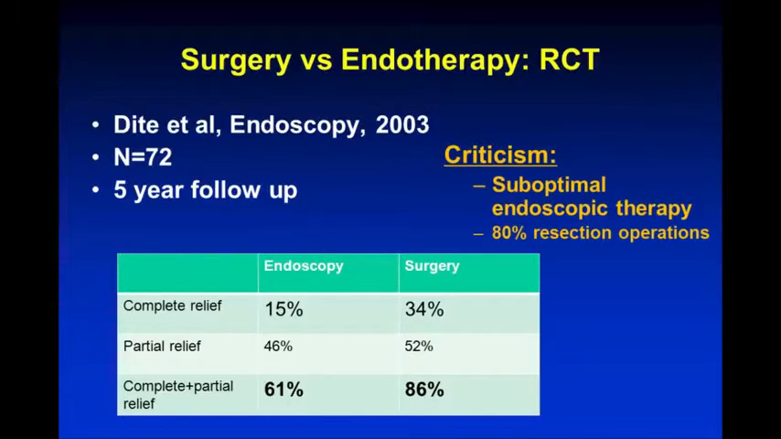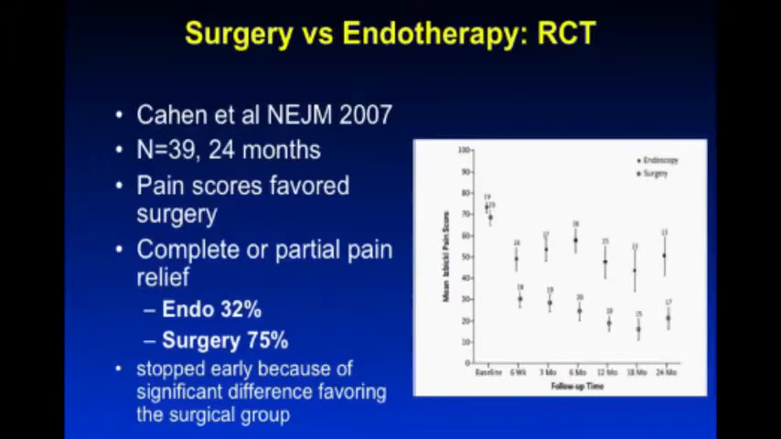So this was the second one, the follow-up to this, to try to answer some of these criticisms, in the New England Journal in 2007. This got a lot of press. It was a small study. 39 patients is not a lot. It was 2 years, but the pain scores did favor surgery, and complete or partial pain relief also favored surgery. And significantly, this study was stopped early because of an initial difference that favored the surgical group.